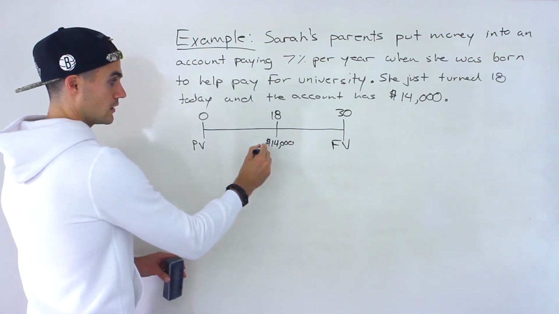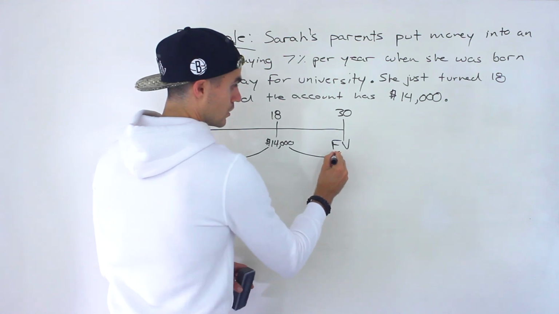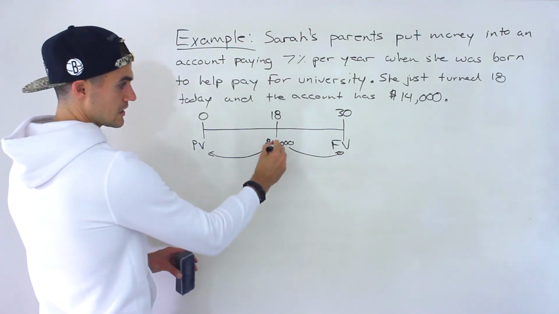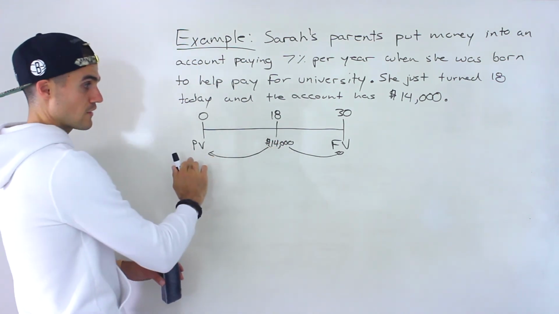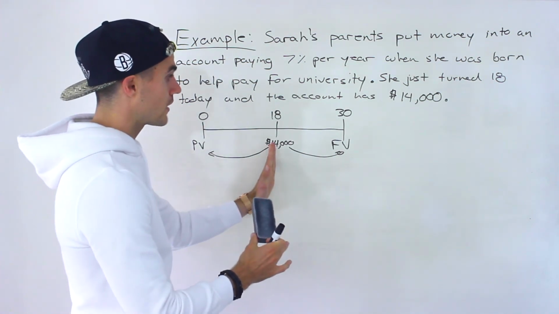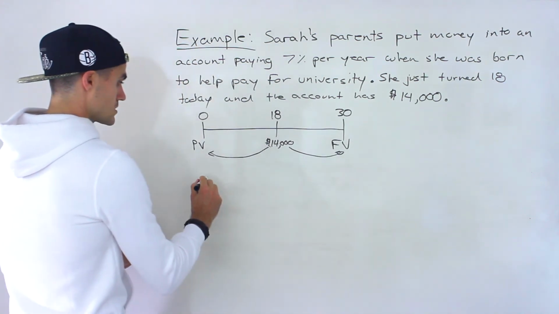So in part one, we're going backwards in time. In part two, we're going forwards. Also in part one, this here, the 14,000 is going to be the future value, and then we're going to present value it. But in part two, that 14,000 is going to be the present value, and we're going to future value it. Right?